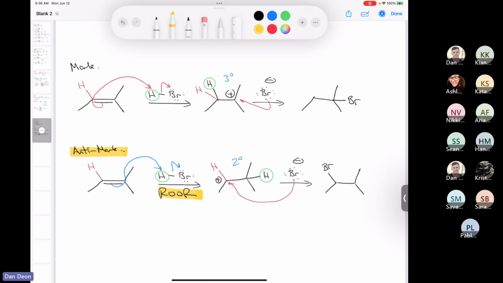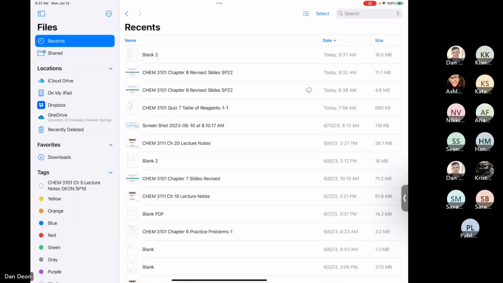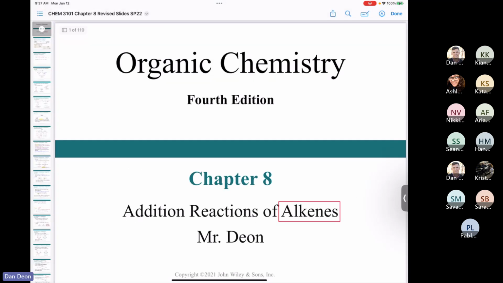But I'm going to go over the slides with you now, which basically explain this. But this is the whole explanation, really everything you need to know. This is Markovnikov versus anti-Markovnikov addition. That's the whole kit and caboodle right there. All right, so let's go back to our slide deck. Find it. Where is it? Somewhere around here. There we go.